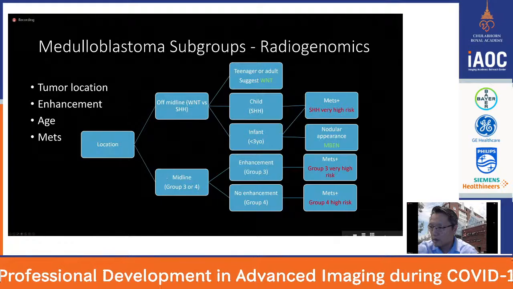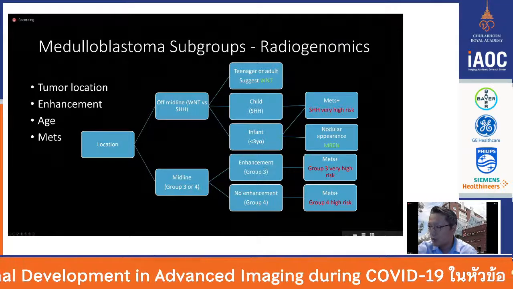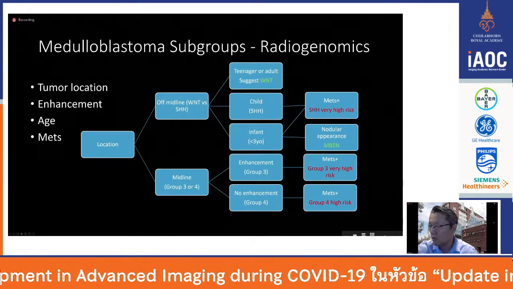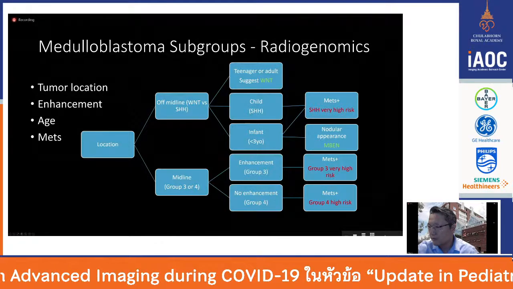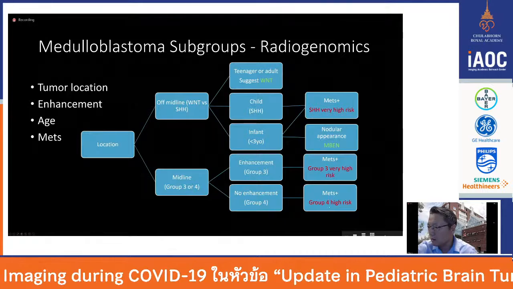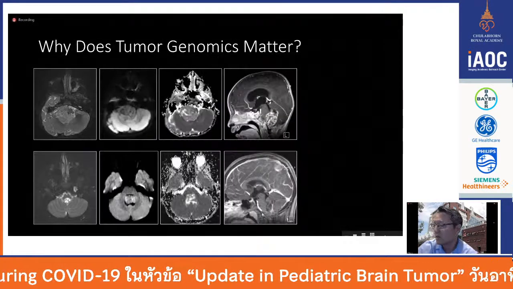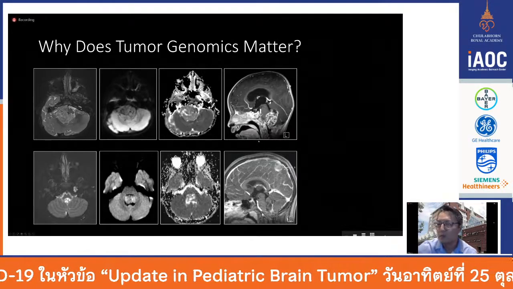Now turning to the midline, the group 3 or 4: if it enhances, probably a group 3, but if it has metastasis, then you're going to have a group 3 very high risk. If there's no enhancement, group 4, and if it has metastasis, it drops down to at least standard to high risk. All right, so that's medulloblastoma in a nutshell. So now we move on to another tumor.